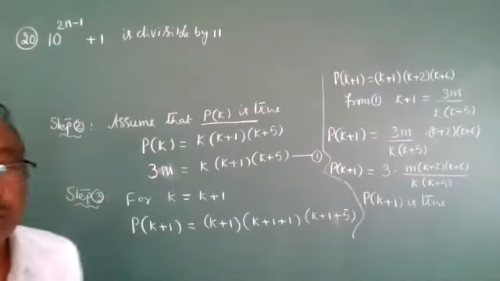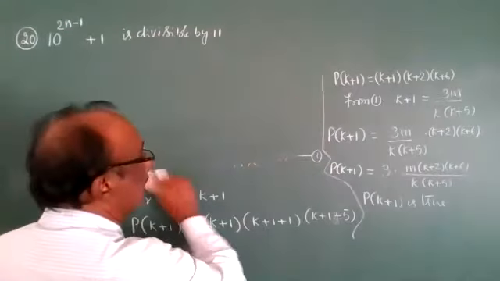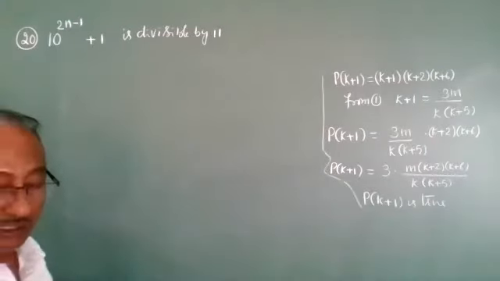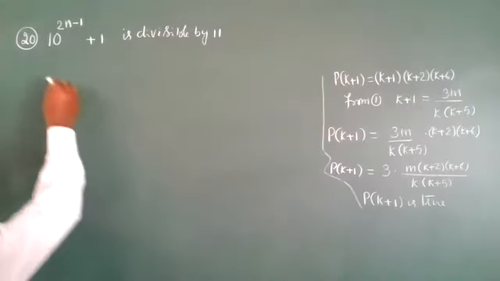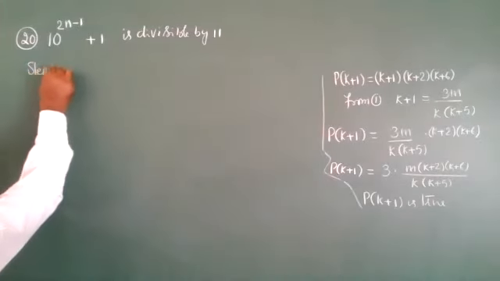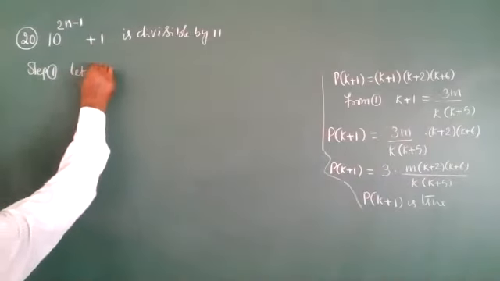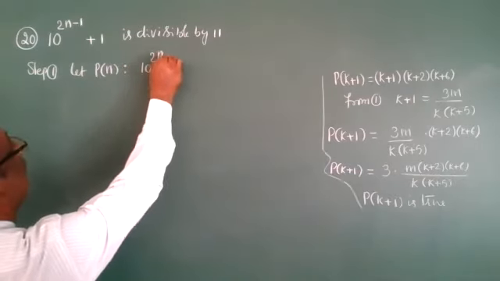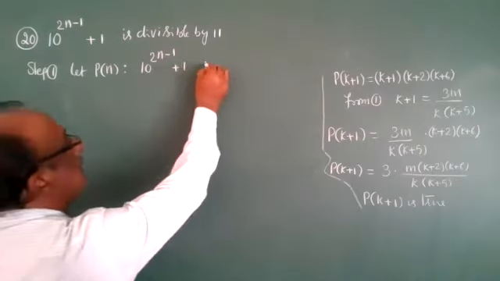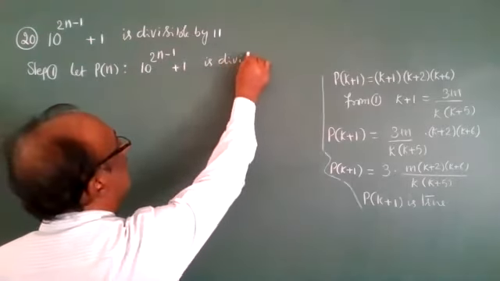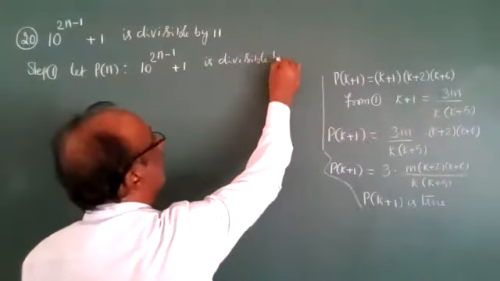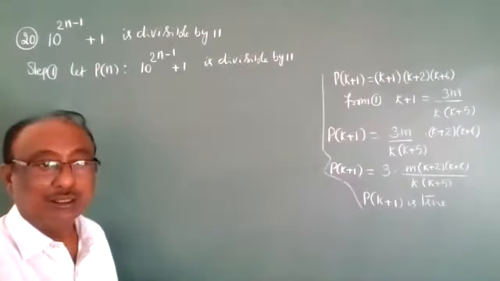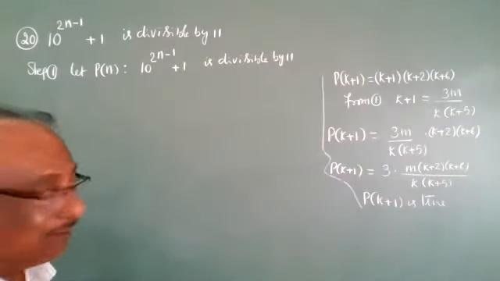Everyone go through the 20th problem. Step 1. P of n is equal to 10 to the power of 2n minus 1, plus 1, is divisible by 11. Divisible by 11 means it is a multiple of 11. Compulsory, divisible by 11 means multiple of 11 is the meaning.